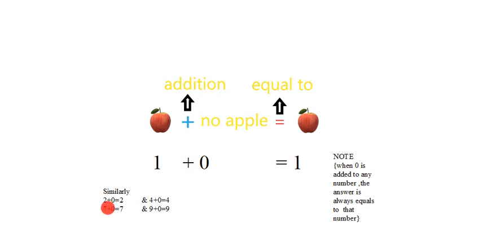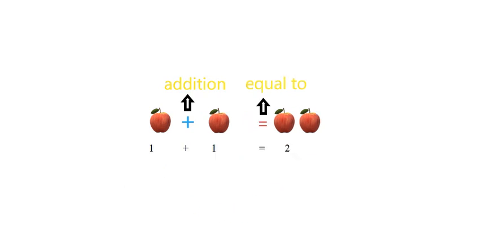Similarly, 2 plus 0 equals 2, 7 plus 0 equals 7, 4 plus 0 equals 4, and 9 plus 0 equals 9. Here may be any number. I have presented some examples in front of you. If we add 0 to any number, the answer is always equal to that number. Got it? So let's move on.